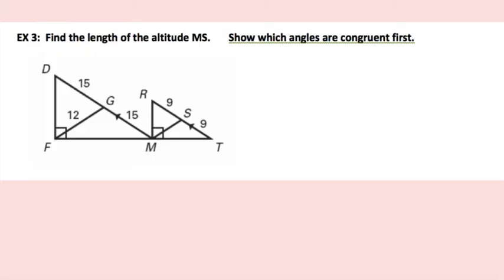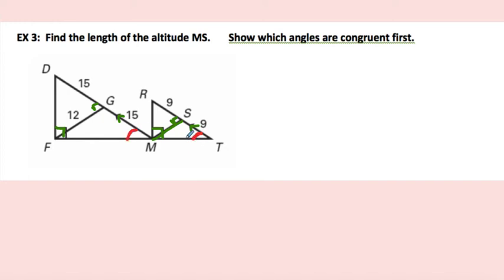All right, one more. It says find the length of the altitude of MS. Okay, so the altitude MS is this line. An altitude is a perpendicular segment inside the triangle, okay? It says show which angles are congruent first. Well, I see that this angle right here is congruent, and I see that this is an altitude. But I see these parallel lines, and they're kind of hidden. But they're telling me that this angle right here and this angle right here are equal.